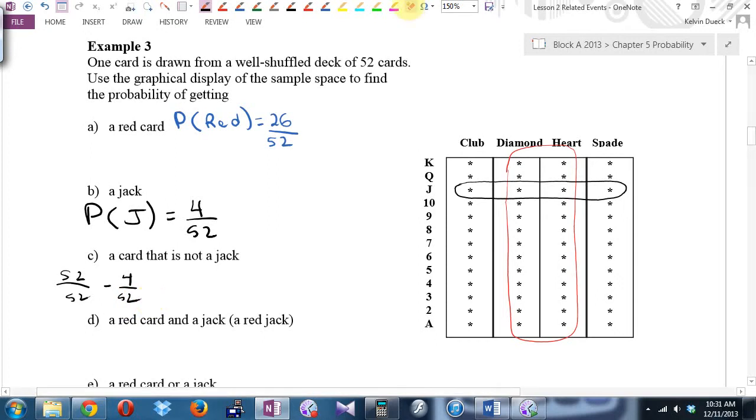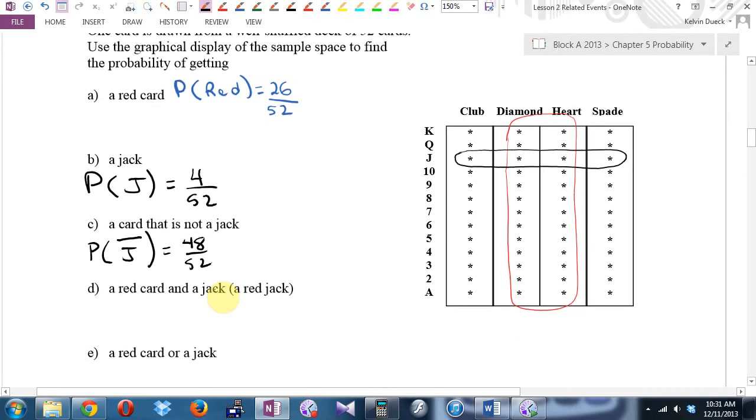So you said the probability of not getting a jack. Now remember, here's our notation. How do I show not a jack? 48 out of 52. 12 out of 13 in lowest terms, but I really don't care.